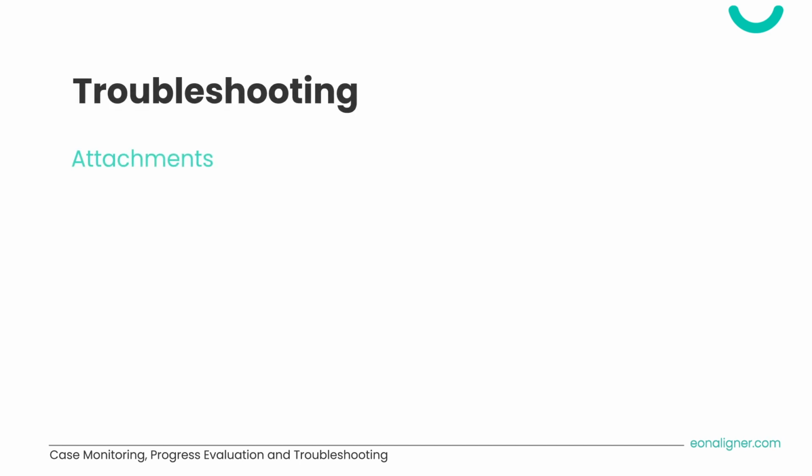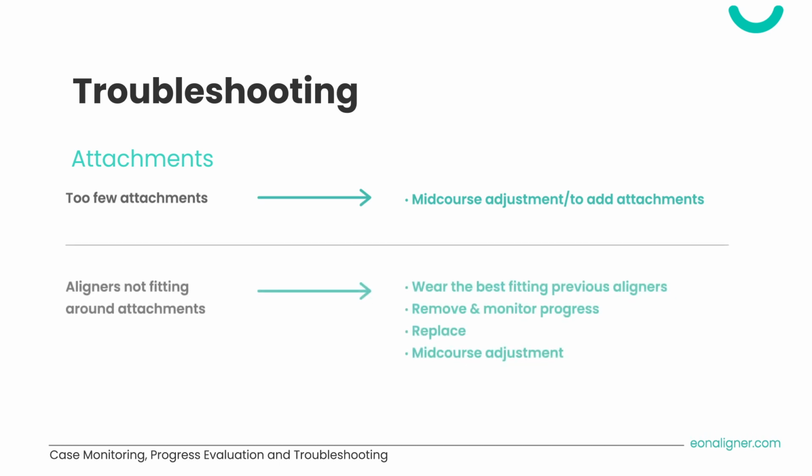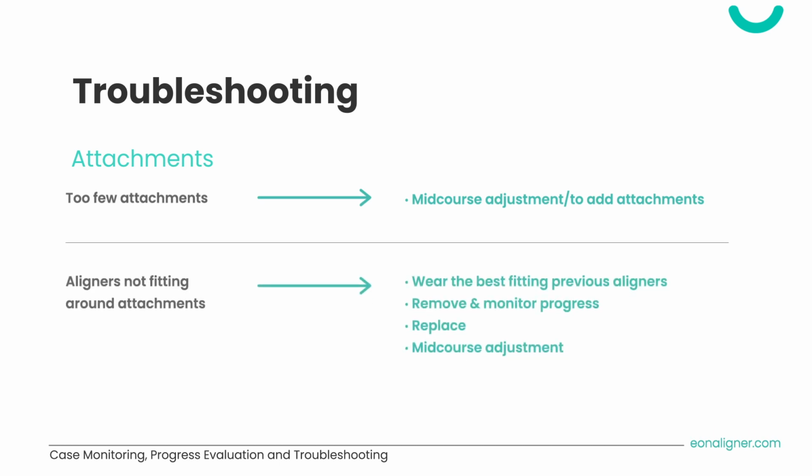Next, let's see how problems in attachments can lead to loss of tracking. Not having attachments where needed could lead to loss of tracking, especially when difficult movements are planned. So, in this case, a mid-course adjustment is needed that includes using the correct attachments for these difficult movements. If you notice that the aligners are not fitting around a specific attachment, you have the following options.